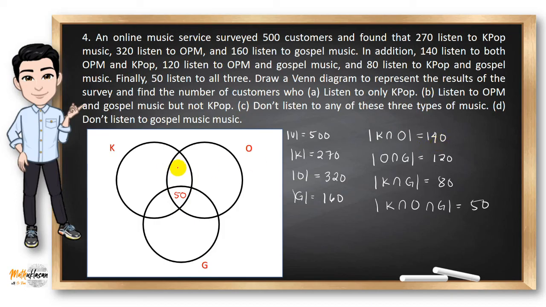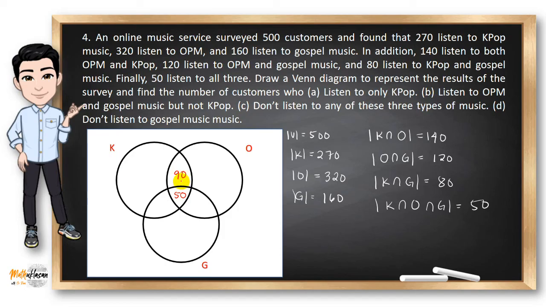So for me to find the number of elements for this missing region excluding this 50, I just need to subtract 50 from 140. So 140 minus 50 is 90. So you can clearly see here that this 90 represents the region of customers who listen to K-pop and OPM at the same time but do not listen to gospel music.